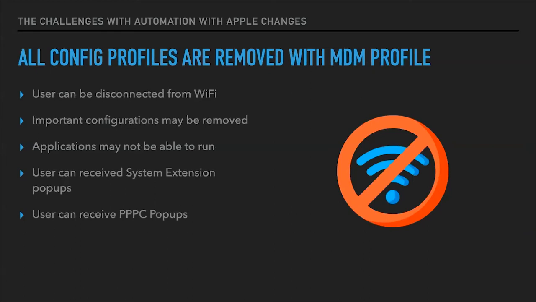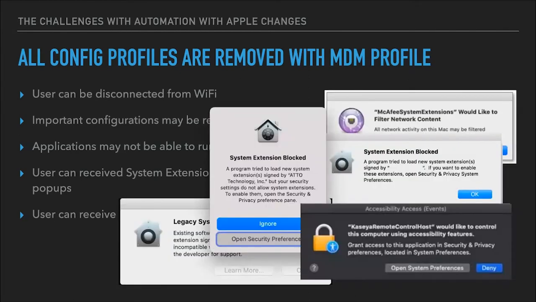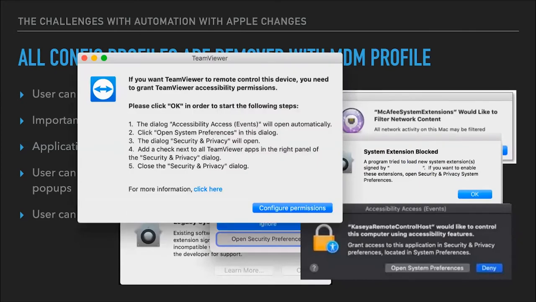And along with this, once that MDM profile is removed, especially this is a big problem if we're removing it programmatically, because there's often a gap between removing the old one and installing the new one, which will install the new configuration profiles. All those profiles are going to be removed, which means the user might be disconnected from Wi-Fi, important configurations may be removed, applications may not be able to run, and then the user will get all these pop-ups for system extensions and PPPC profiles, which can be really weird for the user. And this is going to make them probably call the help desk and say, hey, I don't know what's happening, but someone seems like they're trying to hack into my computer because all this stuff is popping up out of nowhere.